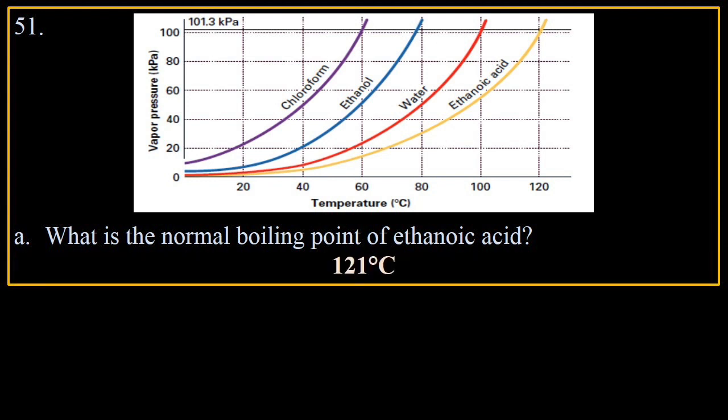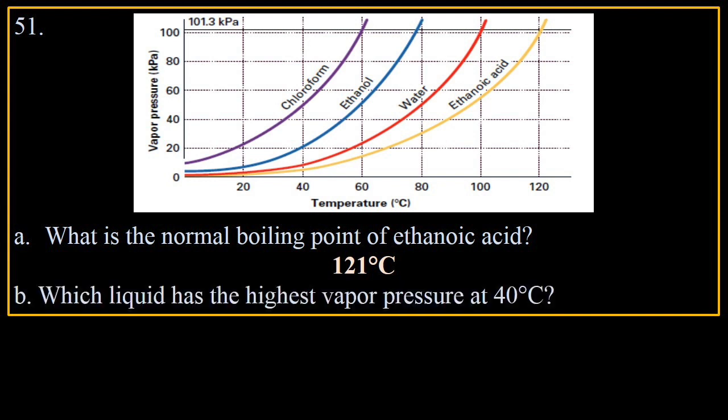How would you tell? Well, look at the 101.3 and we'd be at 121. That's where it hits normal atmospheric pressure. 101.3 kilopascals up top, upper right. Which liquid has the highest vapor pressure at 40 degrees Celsius? Well, the one on the far left, the purple line would, so that's going to be chloroform. That would have the highest.